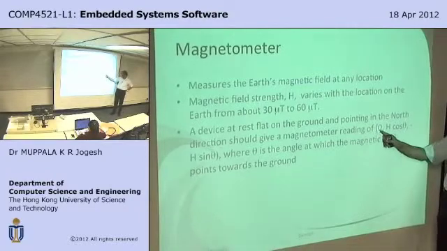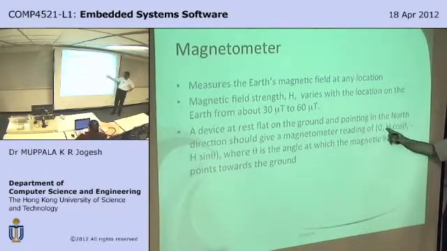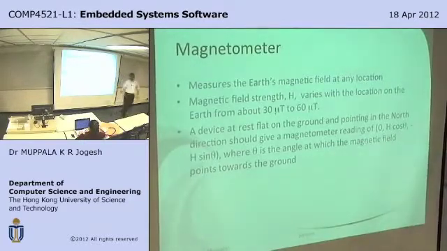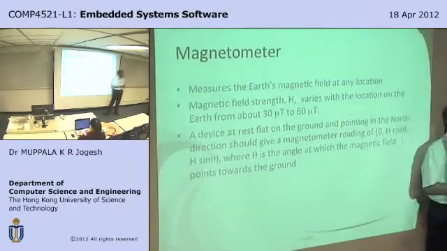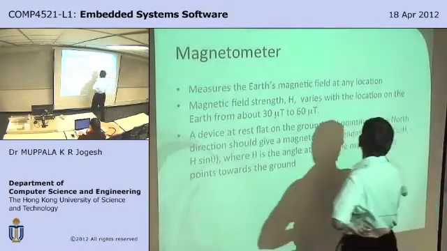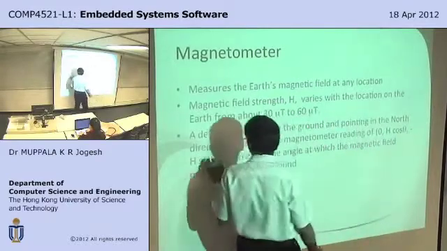And the magnetometer should return three values, and these three values should be 0, H cos theta, and minus H sin theta, where theta is the angle at which the magnetic field is pointing towards the ground. At every point on Earth, the magnetic field is not tangential to the Earth's surface, but instead the magnetic field is actually dipped by theta degrees towards the north. And that's the reason why these values are those. So if you were to sample the values that your magnetometer is returning, if your device is at rest pointing in the north direction, what should be the values?